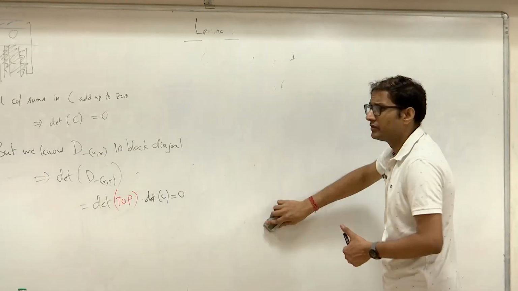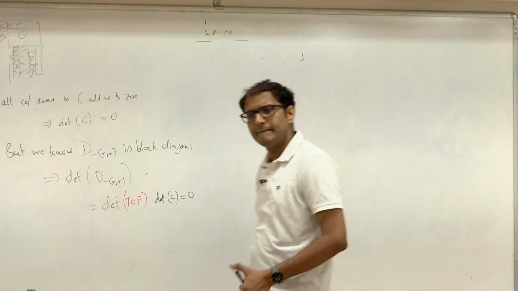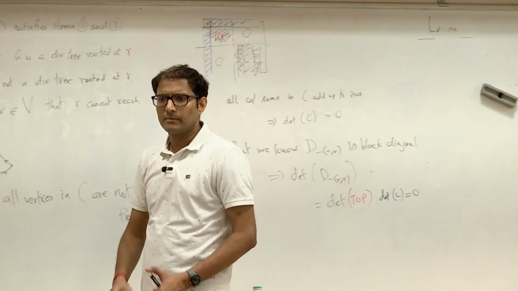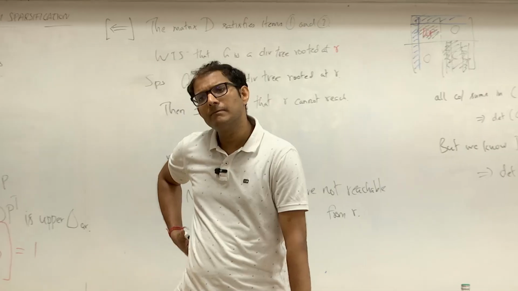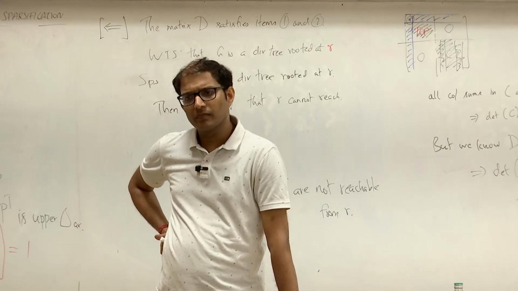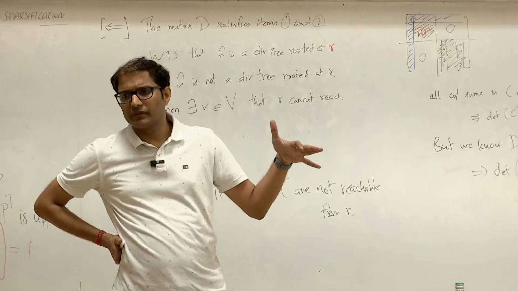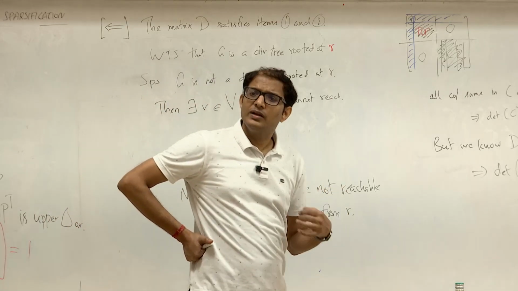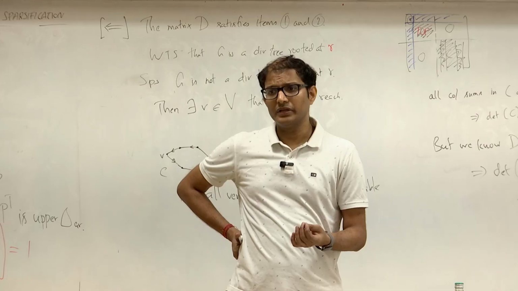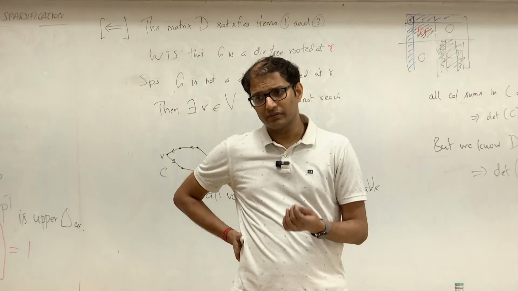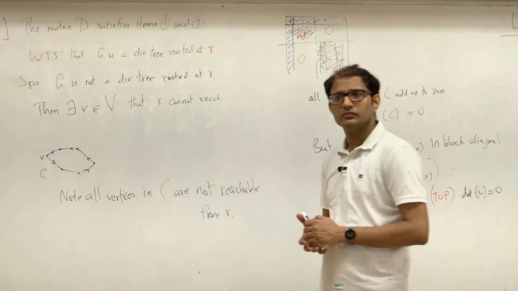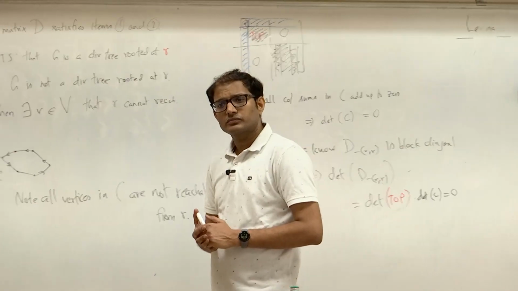Sorry? Let's say the vertex is reachable, but it is still not a divergent tree. Oh, no, but look at the conditions that you are given. The conditions tell you that everybody is in degree 1. Okay. Everybody is in degree 1. So is that part of the reverse implication premise?